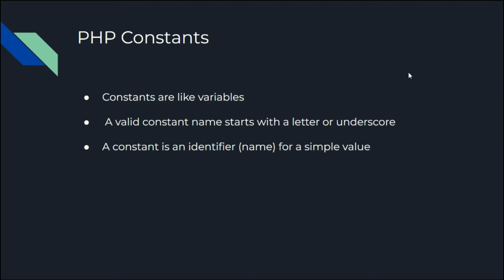So let's start with the definition. Constants are like variables except that once they are defined they cannot be changed. A constant is an identifier for a simple value. The value cannot be changed during the script. A valid constant name starts with a letter or an underscore. Remember that there is no dollar sign before a constant name.